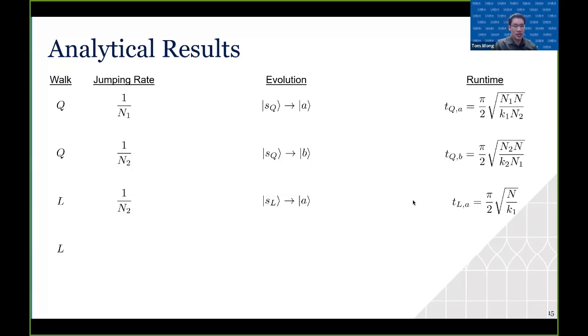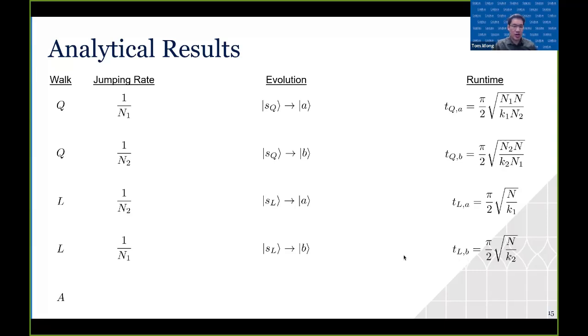The other critical jumping rate for the standard Laplacian is 1 over n1. So again, it's the same jumping rates as the signless Laplacian, but the behavior is switched. Whereas one searches for A, the other searches for B, and vice versa. In this case, the standard Laplacian evolves to the B vertices, the marked vertices in the right set. And the runtime is now pi over 2 times the square root of n over k2, and we'll call that TLB.